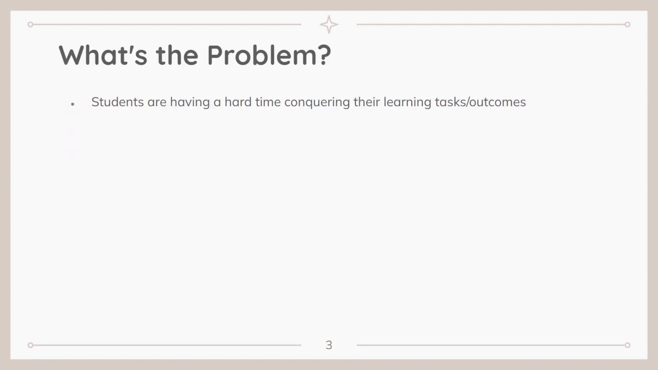Now we have to figure out what is a big issue when it comes to educators and in the classroom when it comes to students learning and achieving those success goals necessary. One of the big issues that I found was that students are having a hard time conquering their learning tasks and outcomes. Learning tasks and outcomes are very crucial when it comes to student learning because those are the different things that students should be able to know how to do by the end of the lesson.